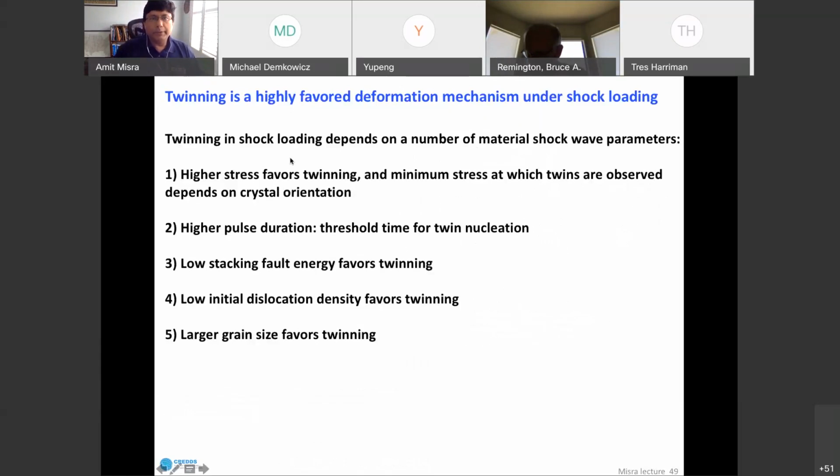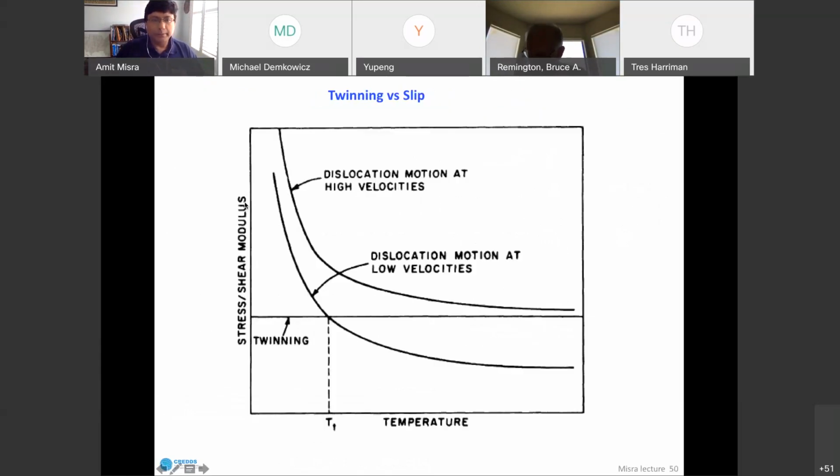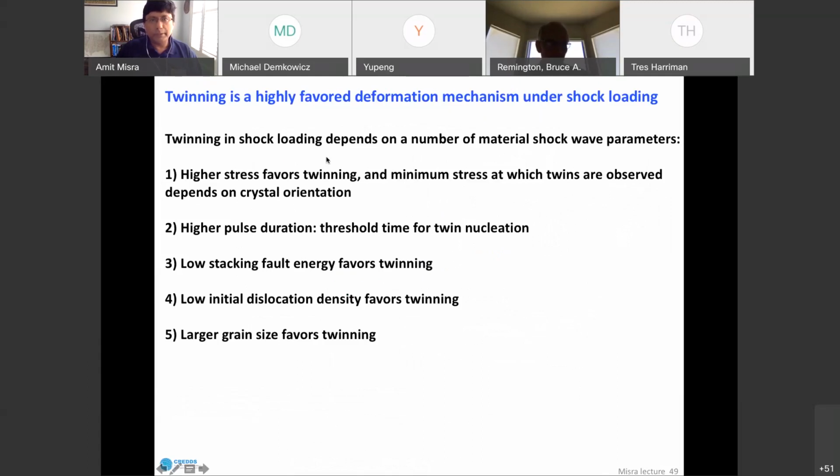Now, twinning is a favored deformation mechanism under shock loading. It depends on a number of material and shock wave parameters. Generally, higher stress favors twinning, and the minimum stress at which twins are observed depends on crystal orientation. Higher pulse duration, which means there is a threshold time for twin nucleation. Lower stacking fault energy clearly favors twin nucleation. Lower initial dislocation density favors twin nucleation, and larger grain size. A lot of these are empirical observations. Some of these can be explained, and some are just hypotheses.